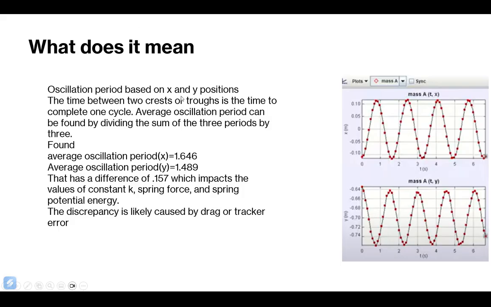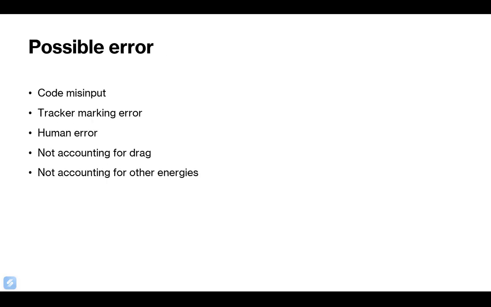Oscillation period is based on the X and Y positions, the time between the crests or troughs and the time to complete one cycle. The average oscillation period can be found by dividing the sum of the 3 by 3. We found the average oscillation period of X is 0.1646 and Y is 0.1489. That difference can impact the value of the constant K spring force, and it's likely caused by Tracker error or unknown drag.